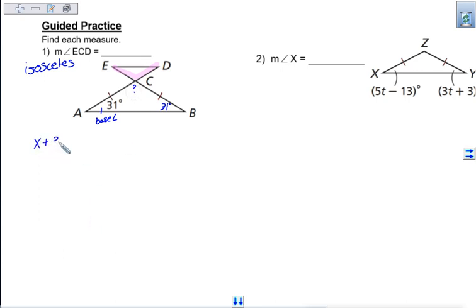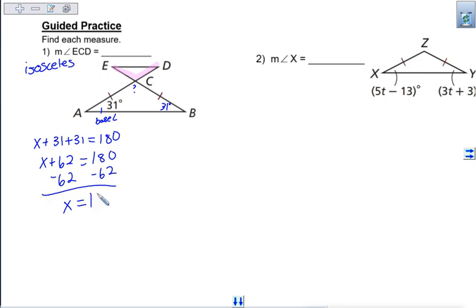So x plus 31 equals 180. Combine our like terms, so we have x plus 62 equals 180. Subtract 62 from both sides, and x equals 118. So that's the measure of angle ACB. It's not the angle we're looking for. We're looking for angle ECD.